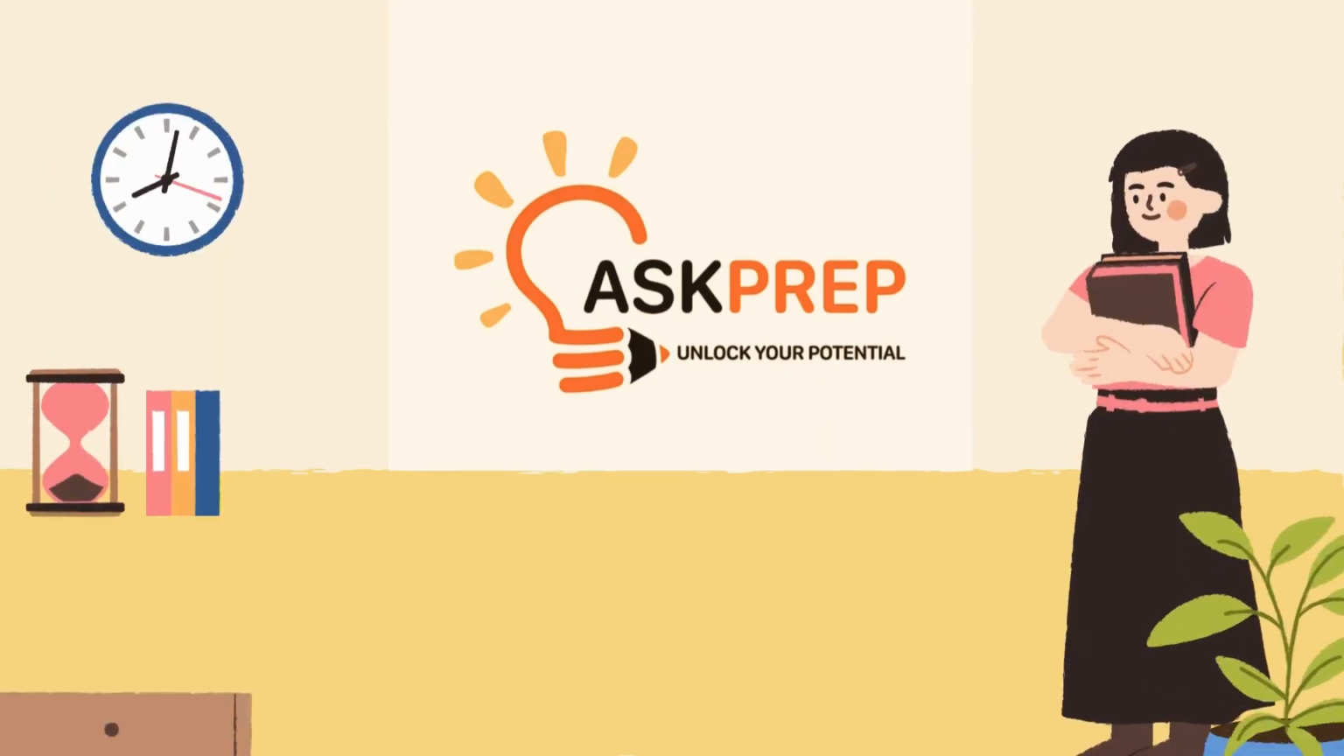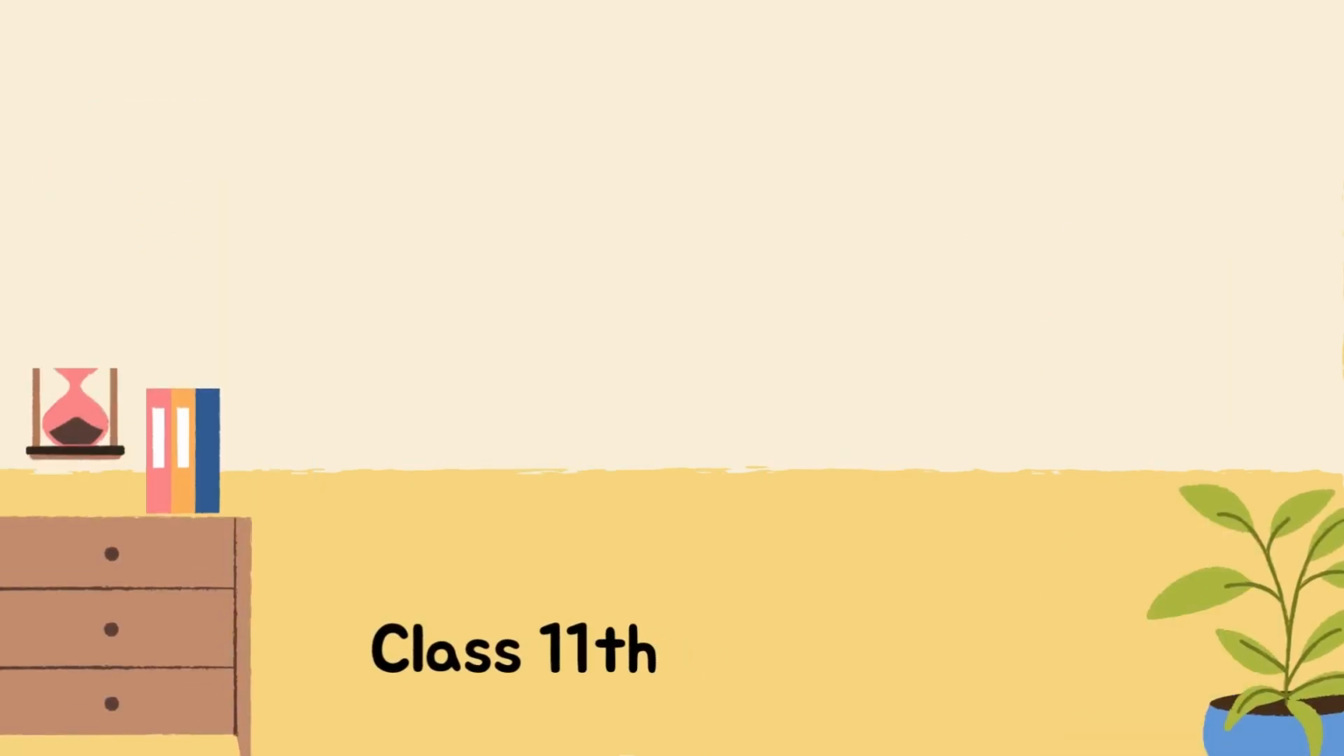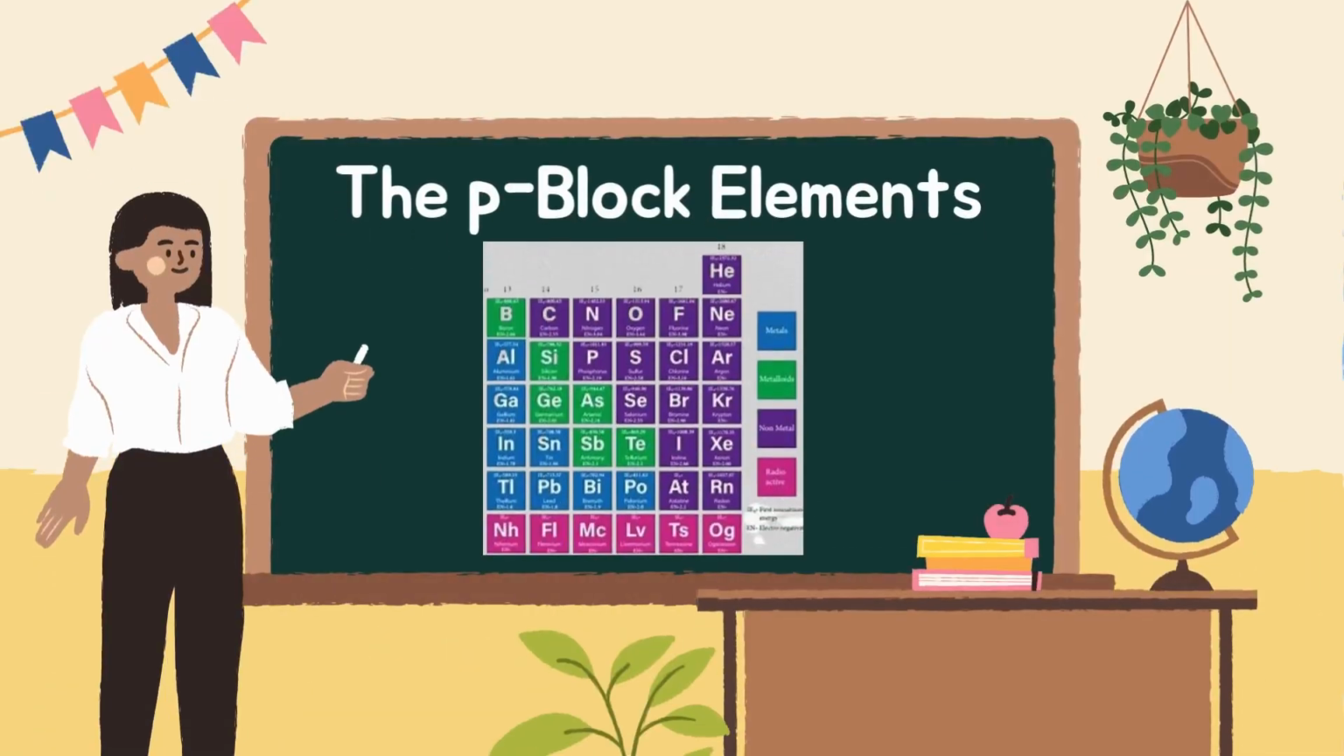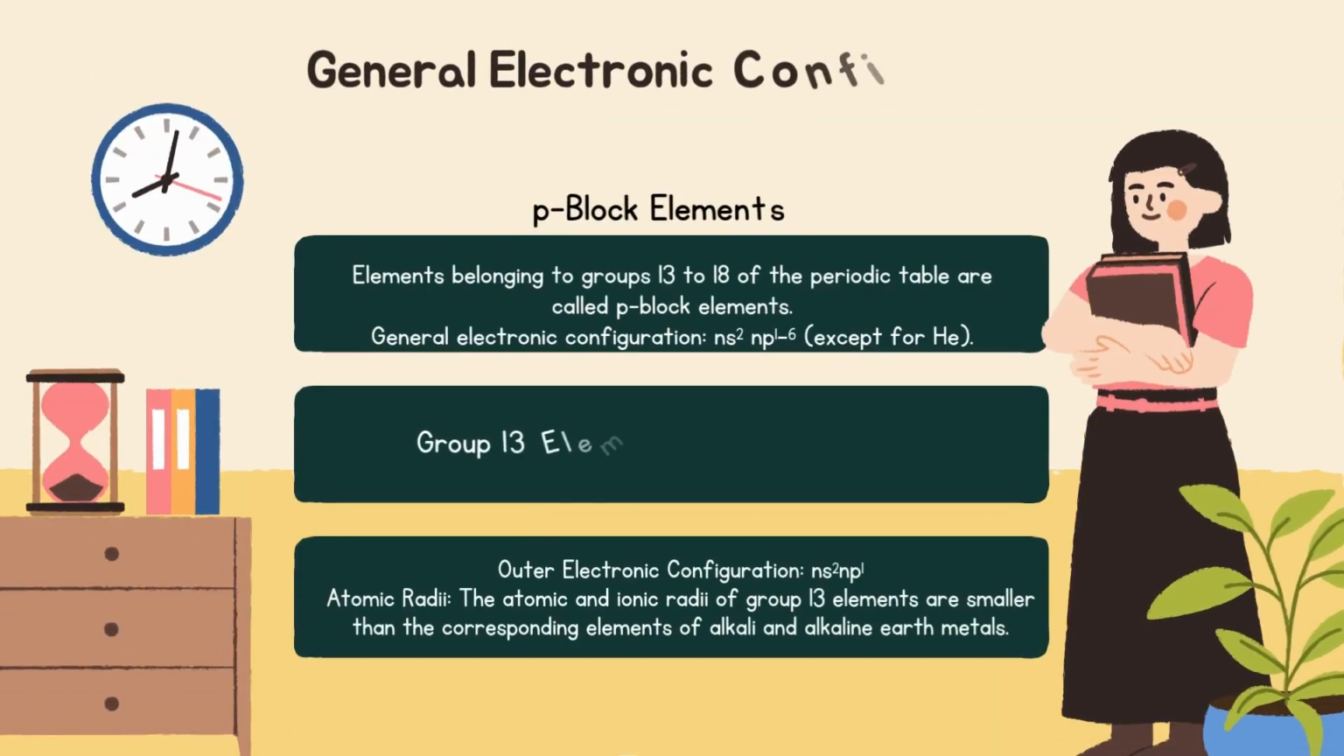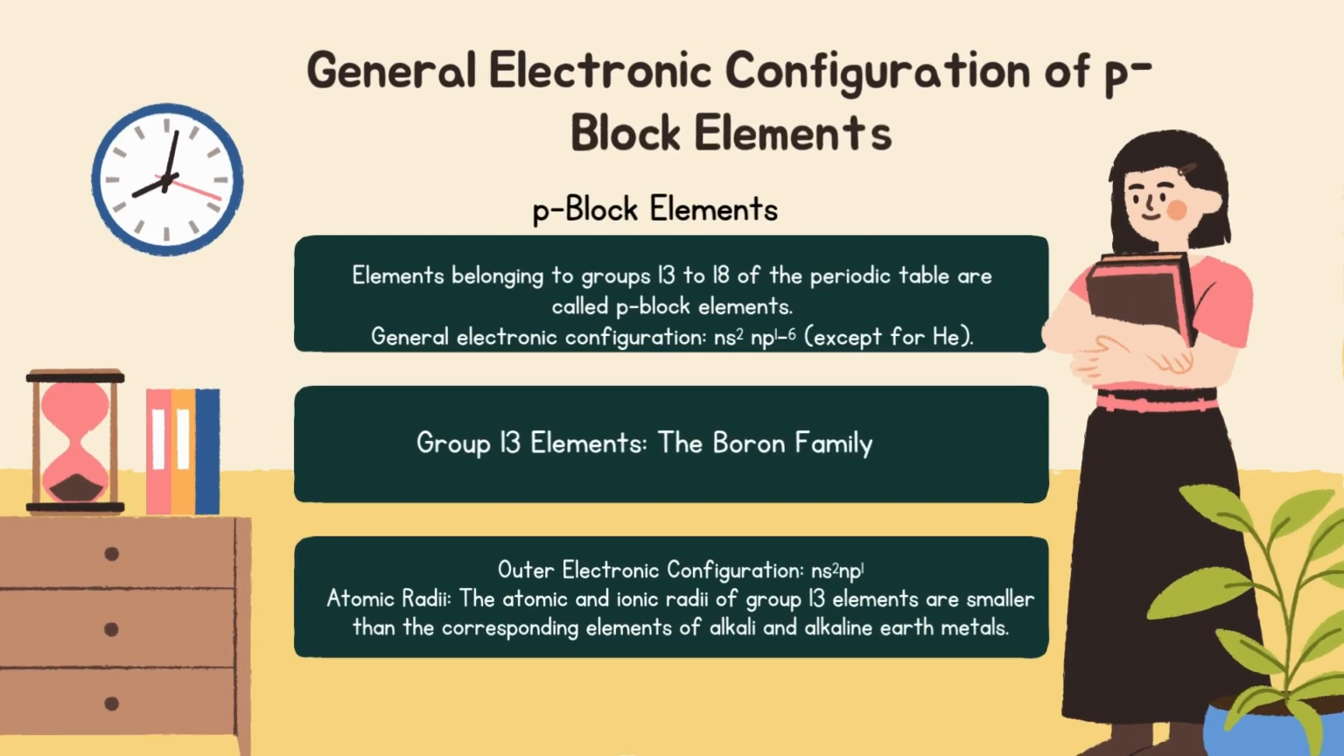In today's series on 11th grade chemistry, we will be studying chapter 11, the P block elements, in detail. Let's start the video. Starting with the general electronic configuration of P block elements, elements belonging to groups 13 to 18 of the periodic table are called P block elements. General electronic configuration: ns²np¹⁻⁶, except for He.